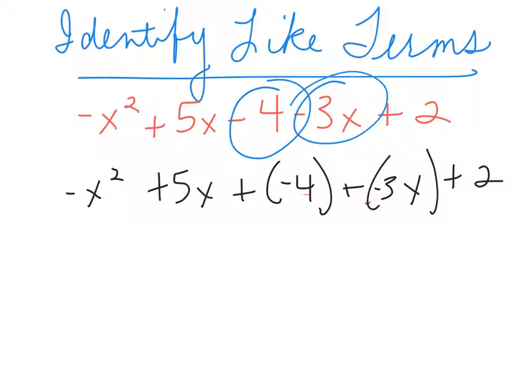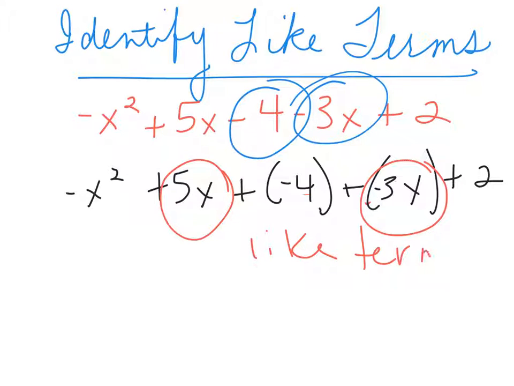Okay, now we can look here and see that 5x and negative 3x are like terms. We can also see that negative 4 and 2 are like terms. Again, we're not looking at the negative or positives, we're just looking at the terms here.